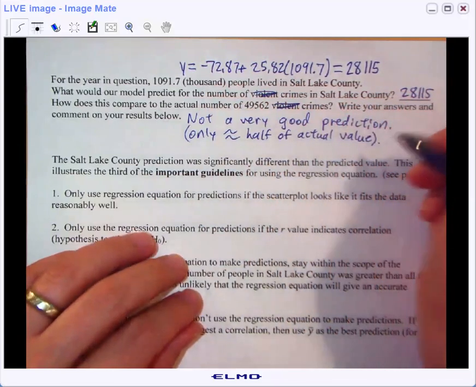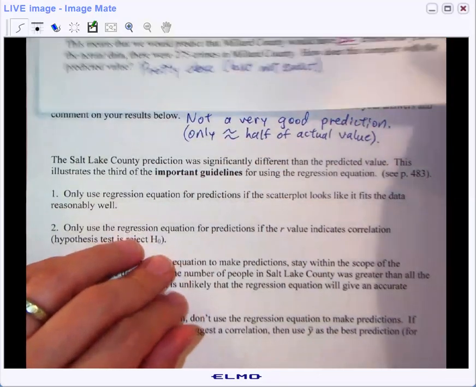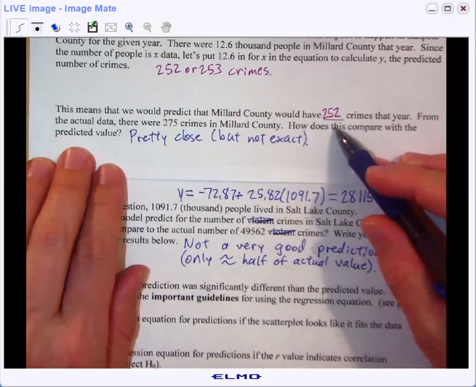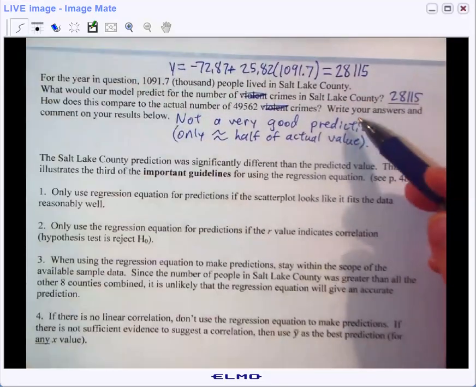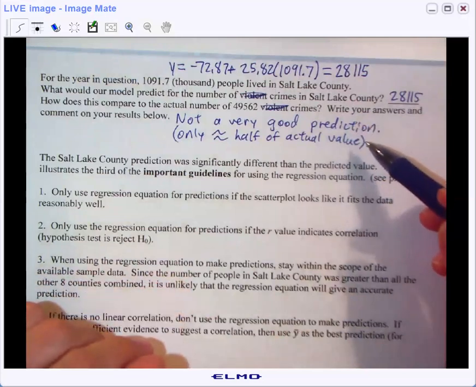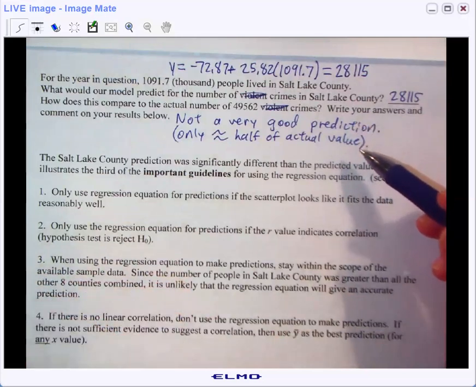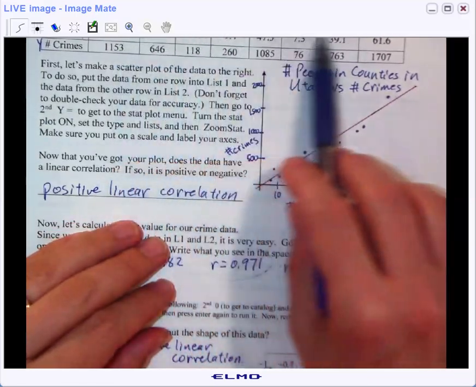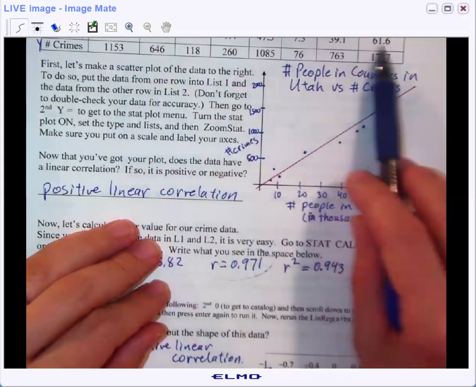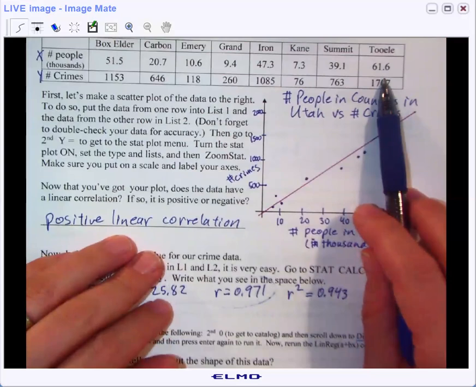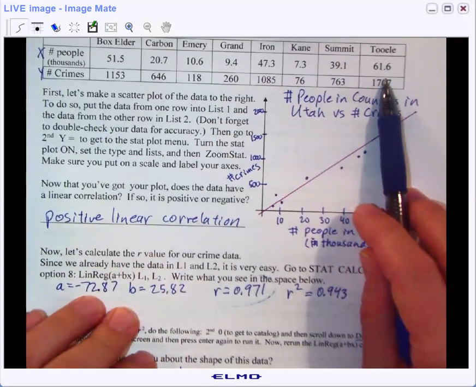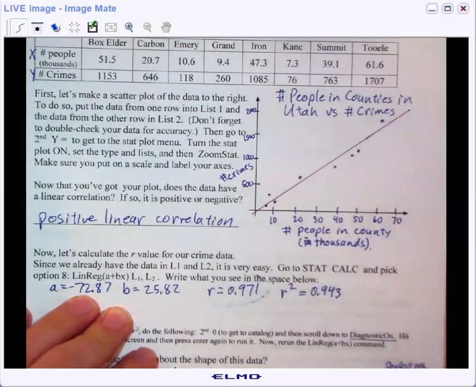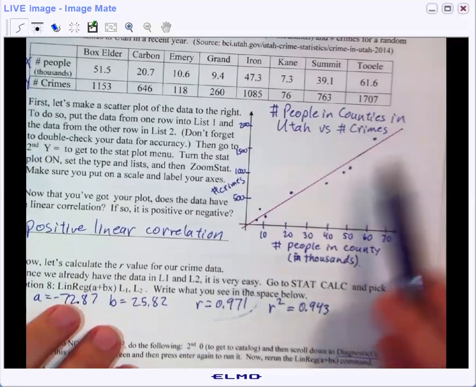Okay, so this brings up an important question. How come it worked quite well? We were within about 10% on Millard County, where we were way off on Salt Lake County. Well, there's some important guidelines here. When we did our random sample, notice that our random sample only had smallish counties. So Tooele County was the largest with about 60,000 people in it. And since that's the largest, if we were to try to draw Salt Lake County on this picture, it would be way, way, way over to the right. It wouldn't even fit on this graph.